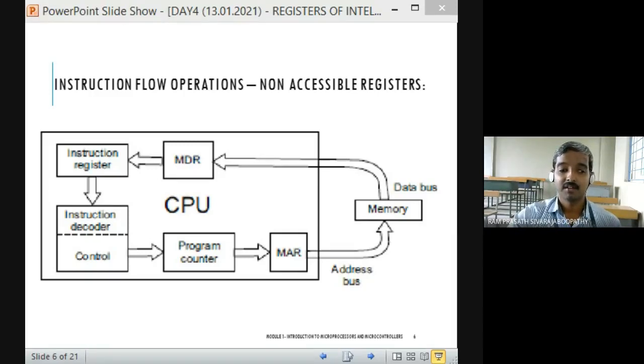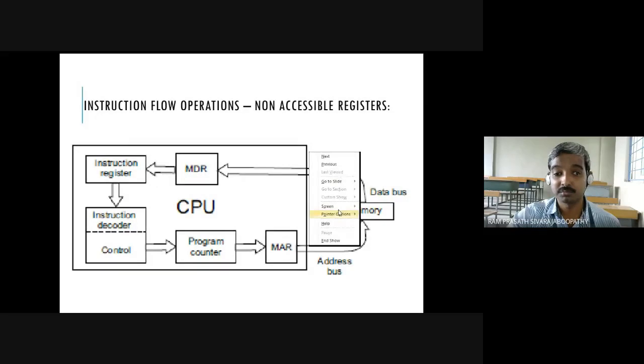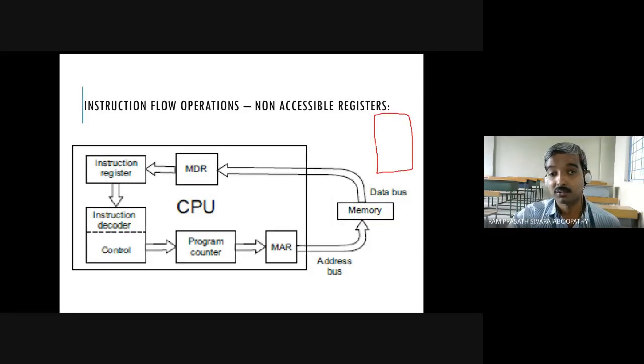Clear? Okay. Now you assume, I'm going to maximize the screen. Now you assume we are having a memory. The memory here is what I have pointed here. Clear? I'm going to take two locations. Consider this is 8000H.